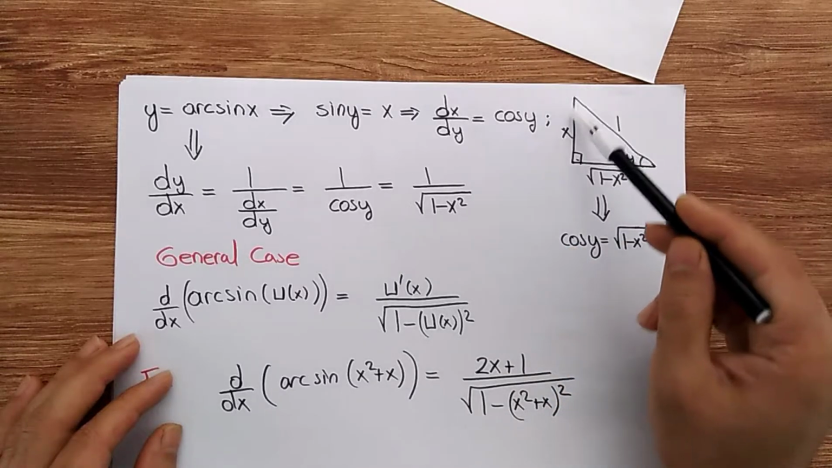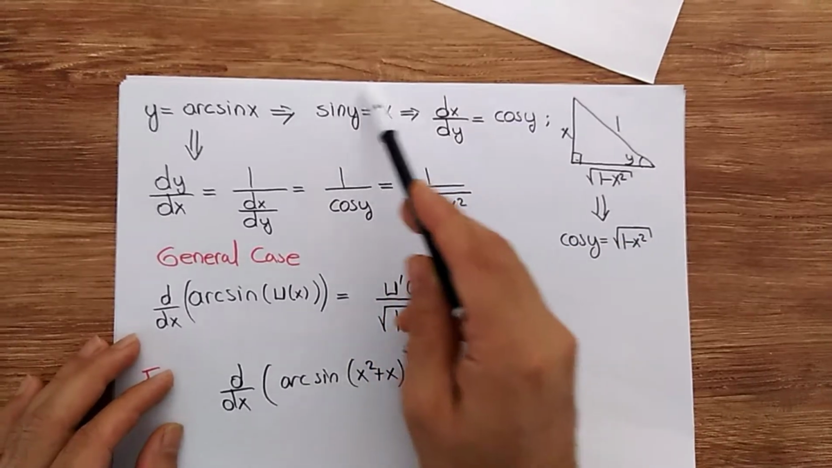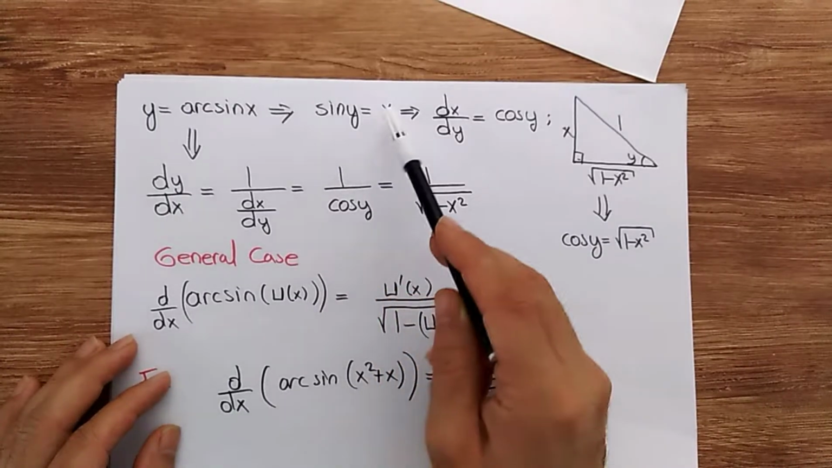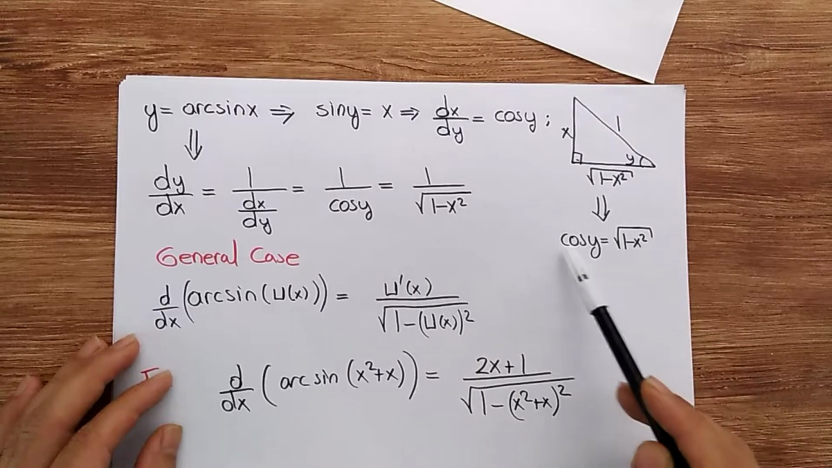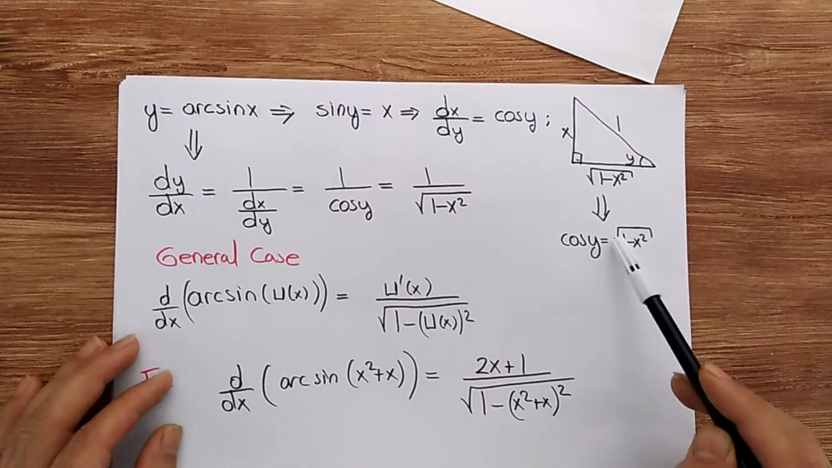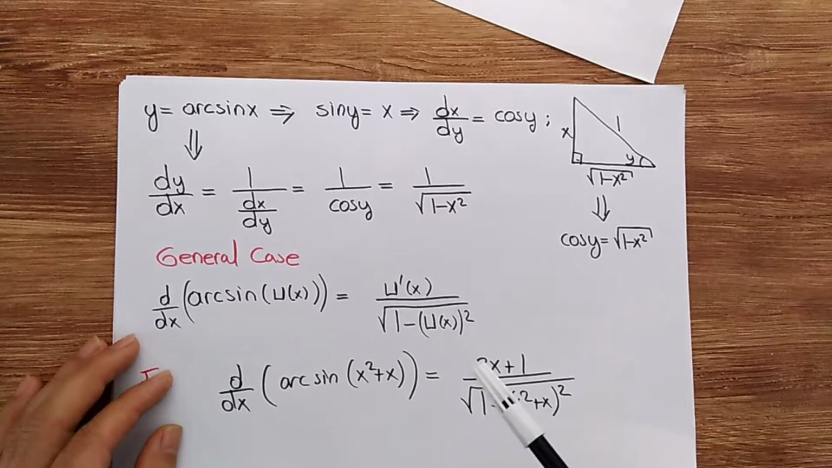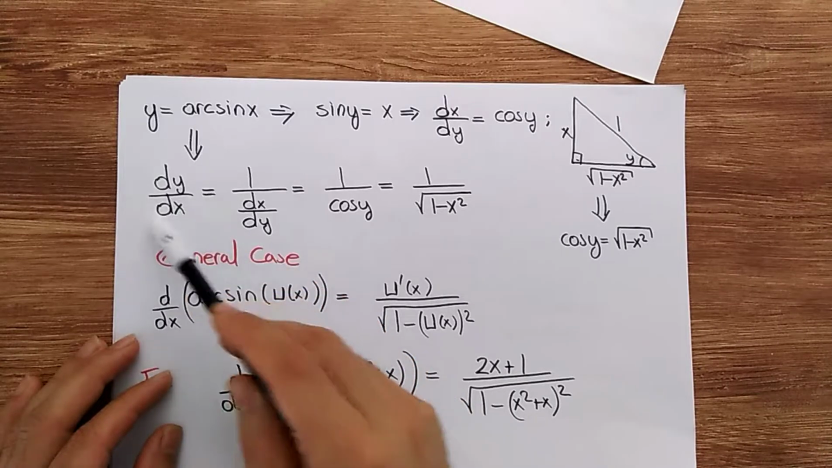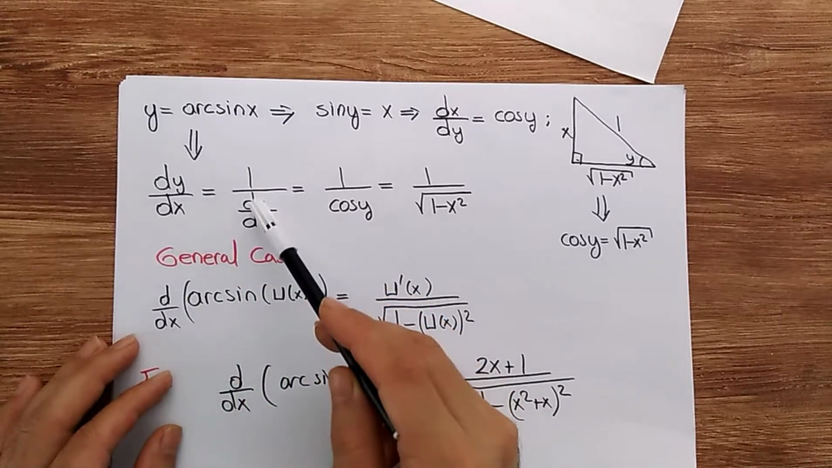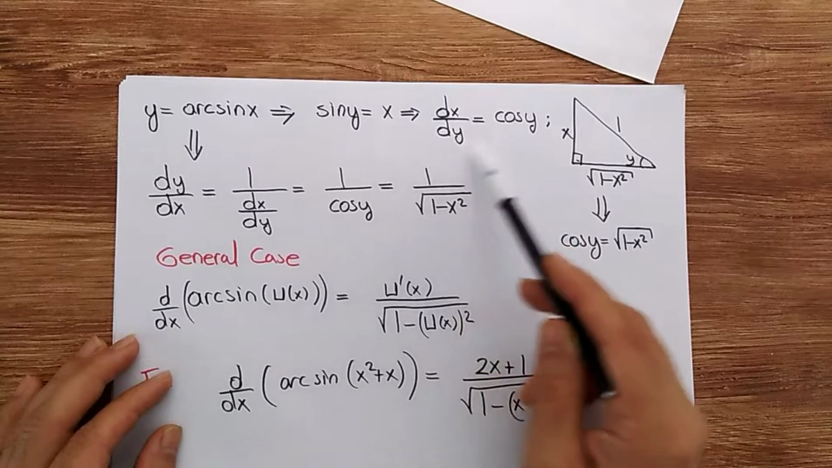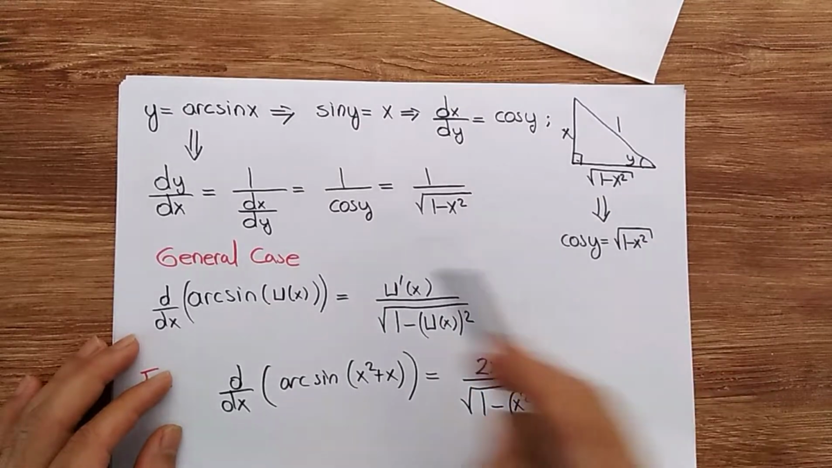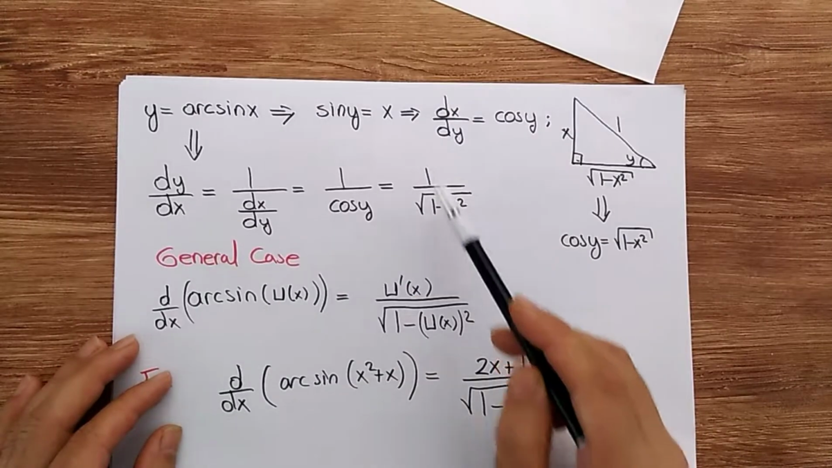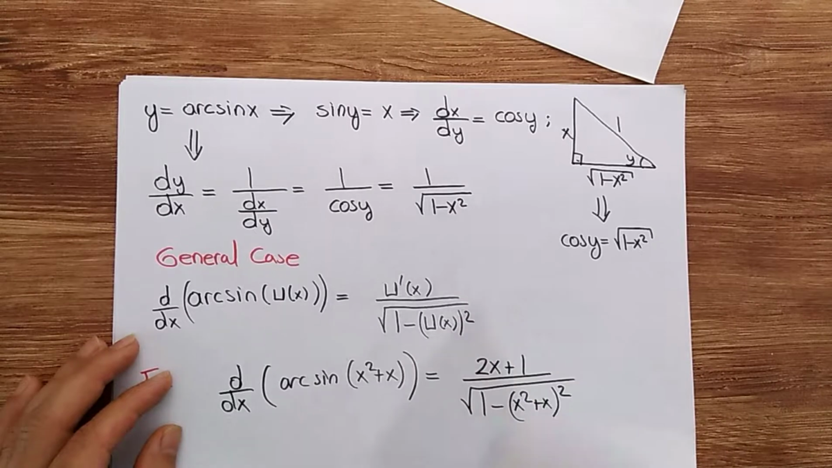And we also have this triangle by using this equality. We have some angle y at which sine takes x value. Then we get cosine y is square root 1 minus x squared. So to compute dy over dx, we first write this derivative as 1 over dx over dy. By substituting this equality and this equality into this expression, we obtain derivative of arc sine x as 1 over square root 1 minus x squared.